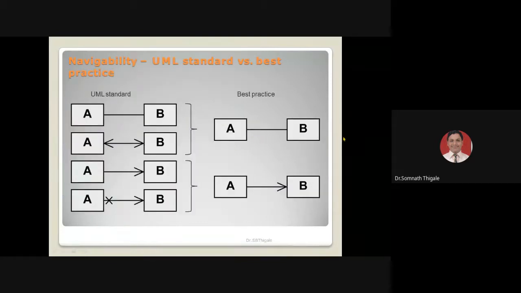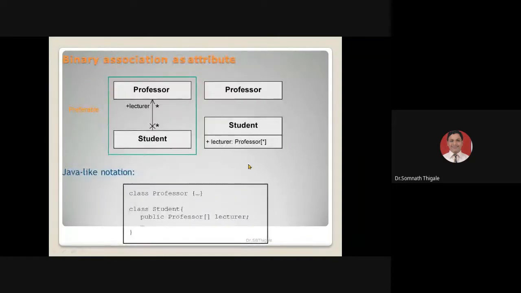This is the best practice, bidirectional. Either use this or use this. This one is unidirectional, and this one is a bidirectional relationship. These are the best practices to represent the UML notations. Java notations like this you can represent, but this is simple UML notation, which I'm calling preferable.